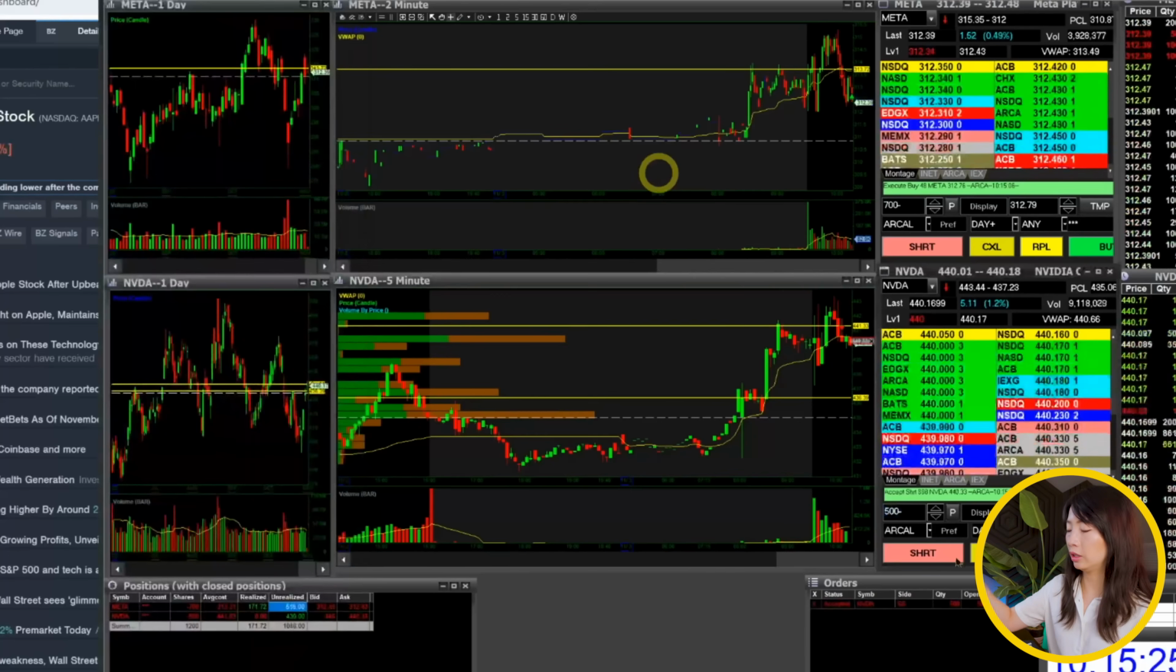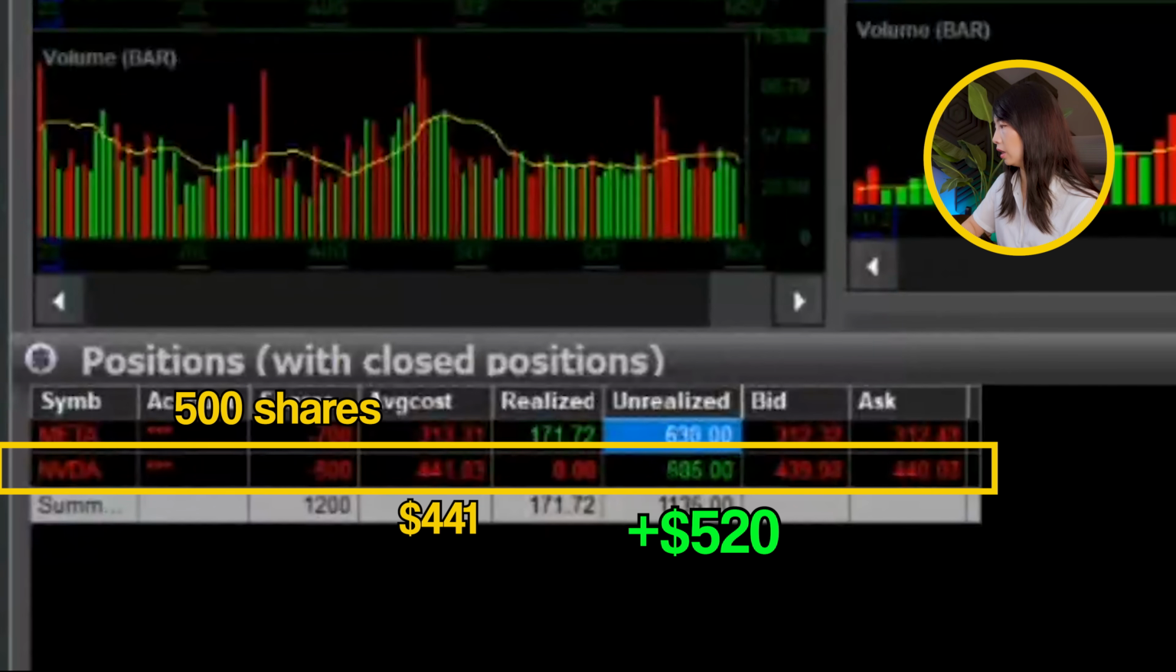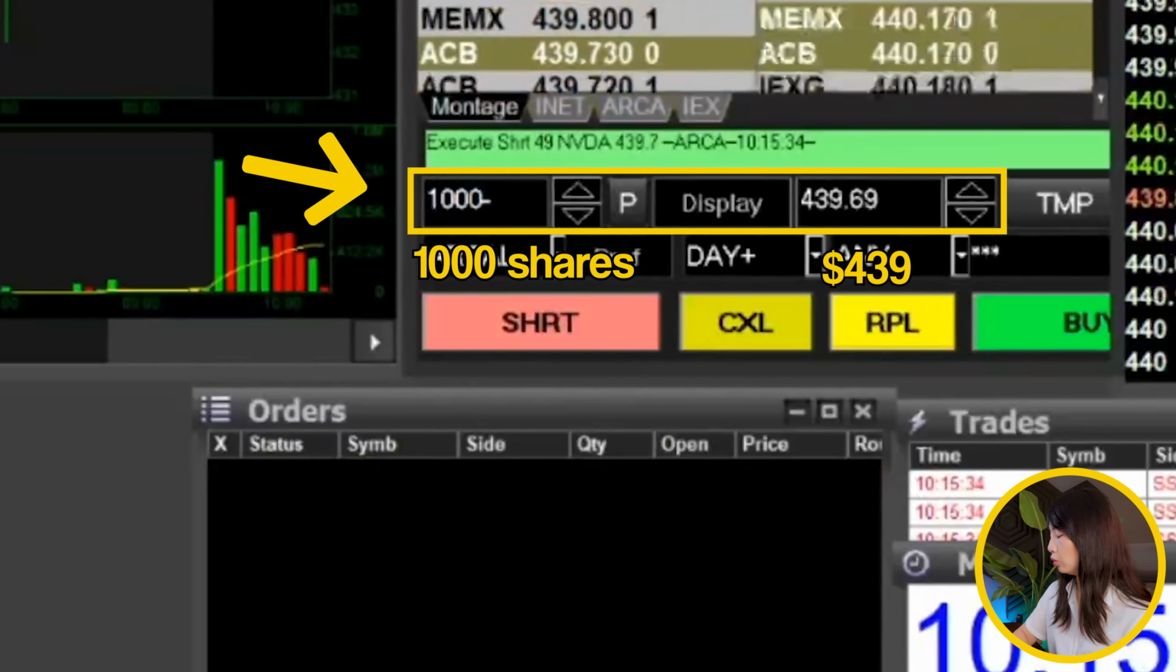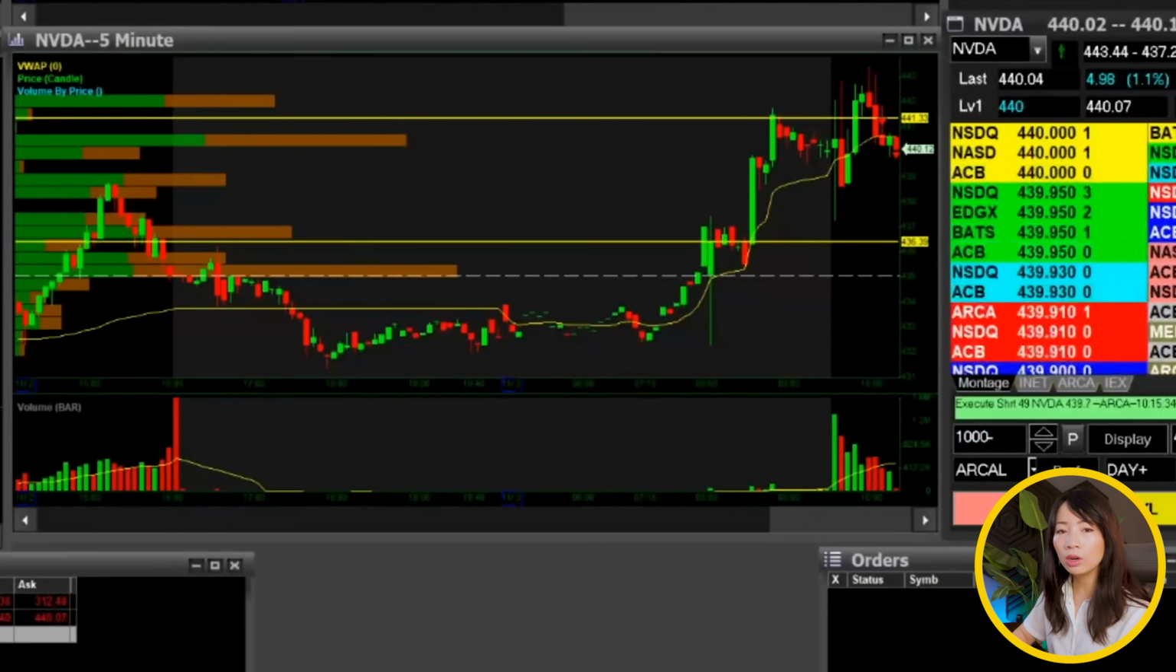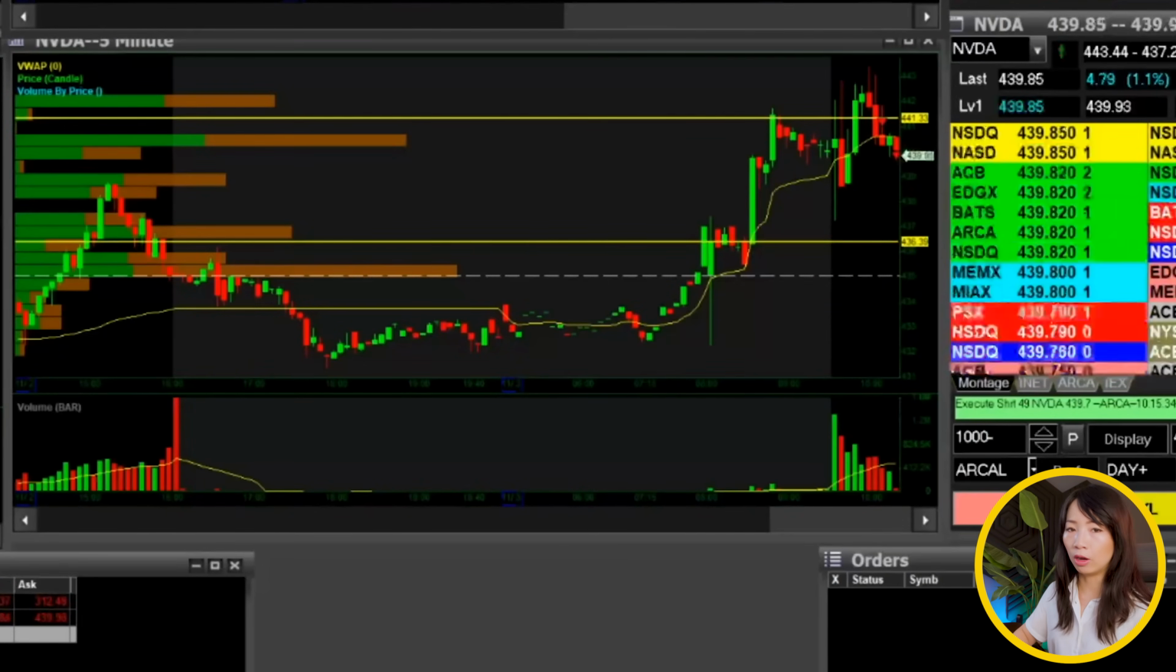NVIDIA, I still have just a remainder, like a starter position, 500 shares. I'm up about $1 per share on NVIDIA. You can see I'm trying to add to 1,000 shares, but I think I really quickly realized, okay, I added at the bottom here.